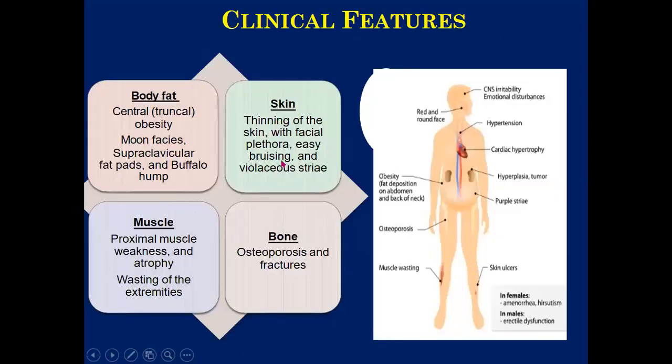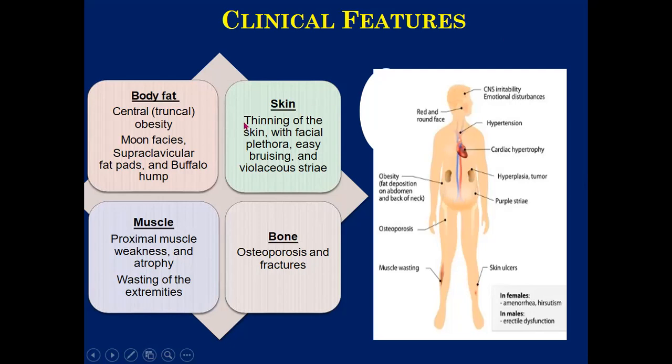Now, what are the clinical features? If we see, it affects almost different parts of the body. For example, there is accumulation of fat, central obesity is there, moon face is the key feature, then supraclavicular fat pads and the buffalo hump. When you see the picture of the patient with all these symptoms, you can easily diagnose or suspect the case of Cushing syndrome in the OPD.